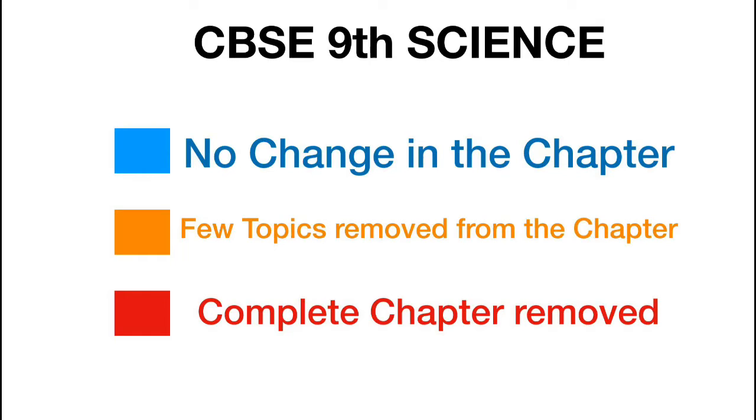The blue color is for chapters where there are no changes and those chapters are kept in this year's syllabus as it is. We have used yellow or you can say orange color for the chapters where they have removed some part or some topics from those chapters. And the third type of chapters are from last year which are completely removed from this year's syllabus.